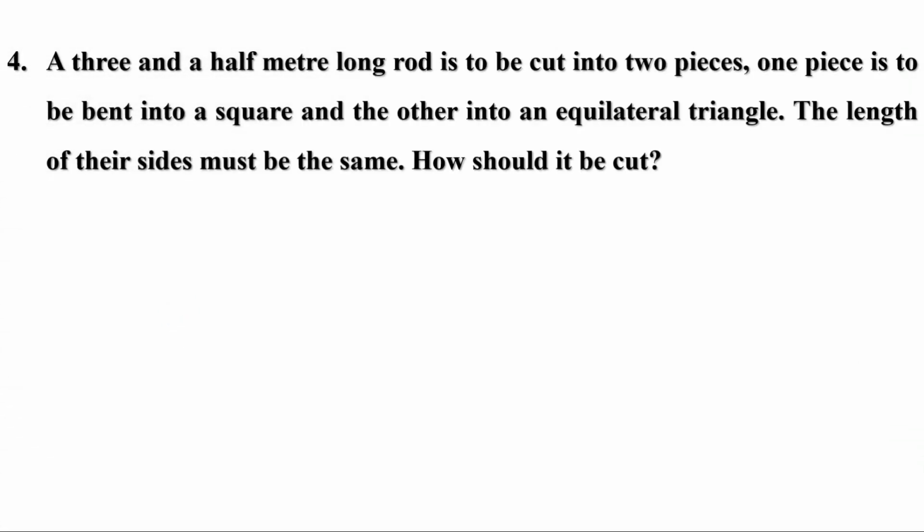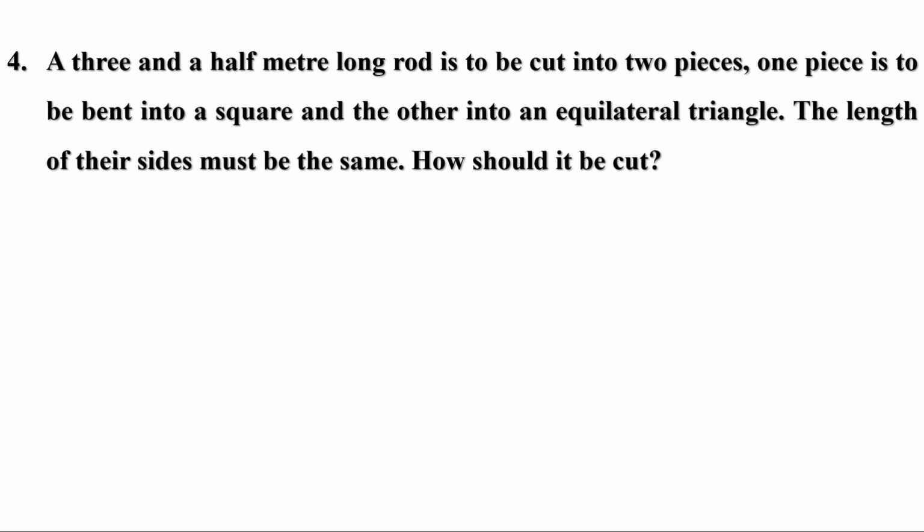Next problem. A 3.5 meter long rod is to be cut into two pieces. One piece is to be bent into a square and the other into an equilateral triangle. The length of the sides must be the same. How should it be cut? At first, let us do it in our head. The length of the rod is 3.5 meters. It is divided into two pieces. Using one piece, a square is made, and using another piece, an equilateral triangle is made. The sides of the square and equilateral triangle are equal.